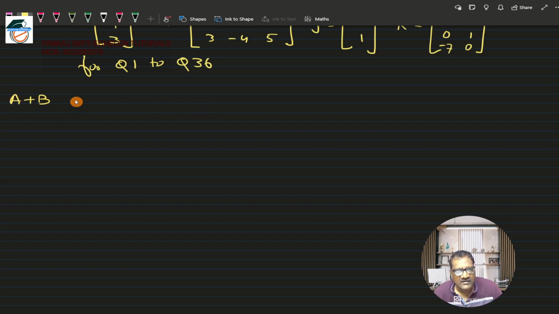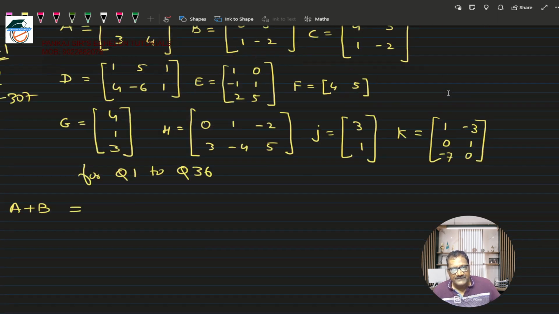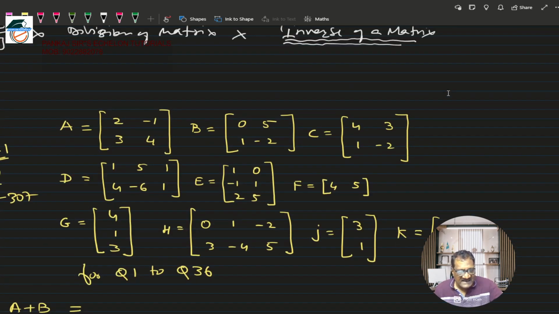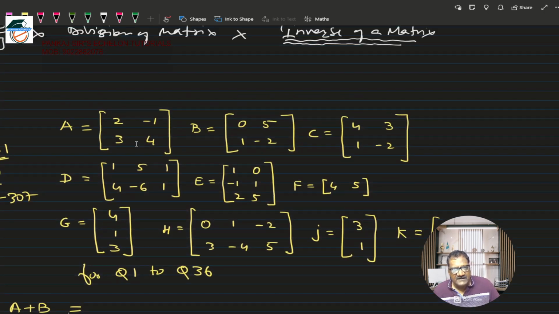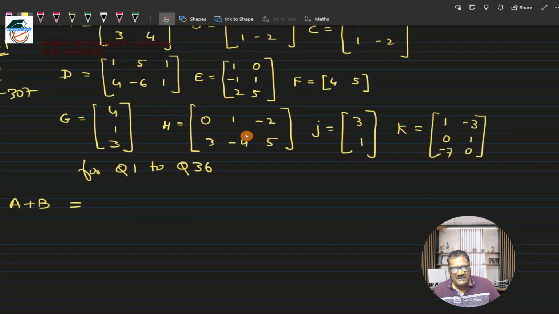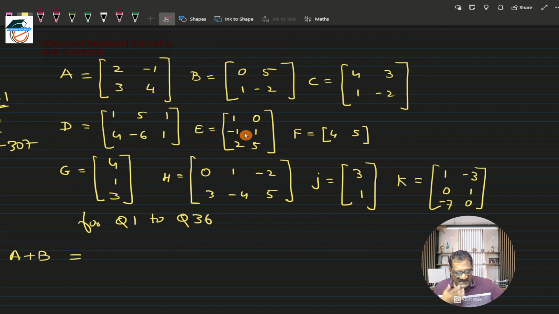Now what will be this a plus b? a plus b means matrix A plus matrix B. Here I am going to teach you how to add, subtract, multiply, etc., as and when the question comes in front of us. So this is the addition of two matrices, A and B. This is matrix A, and this is matrix B. They have asked you to find out a plus b.